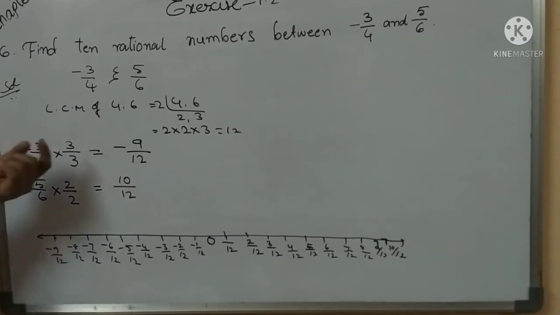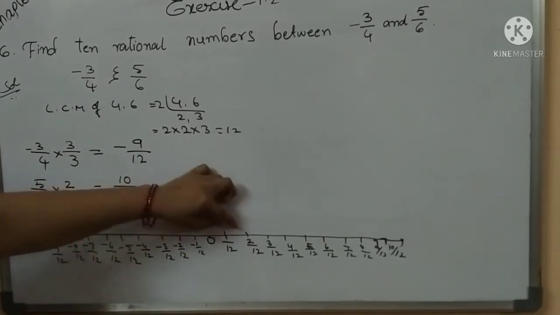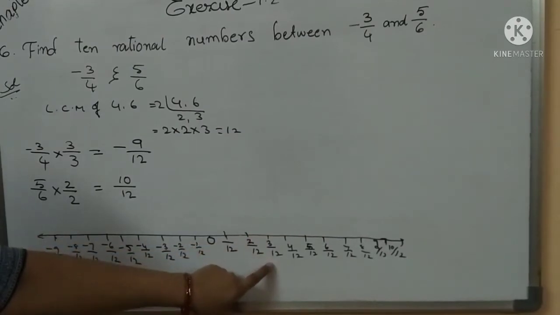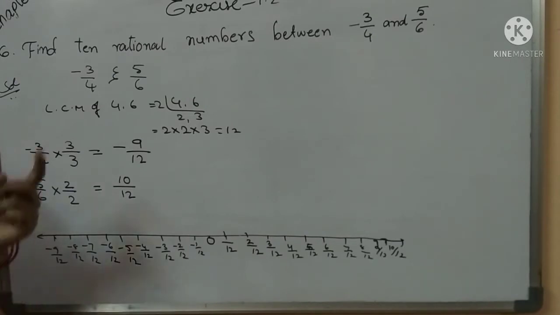We know what the numerator tells and what the denominator tells. We already explained that in the last class. Yes or no? Yes. The denominator tells the number of equal parts into which each unit has been divided. So from here to here is 1 by 12, here to here 1 by 12, the same equal distance. The numerator tells us how many parts are considered.